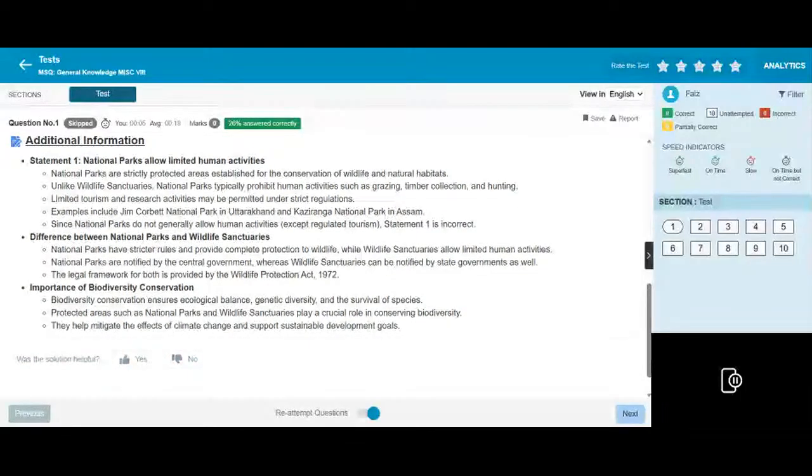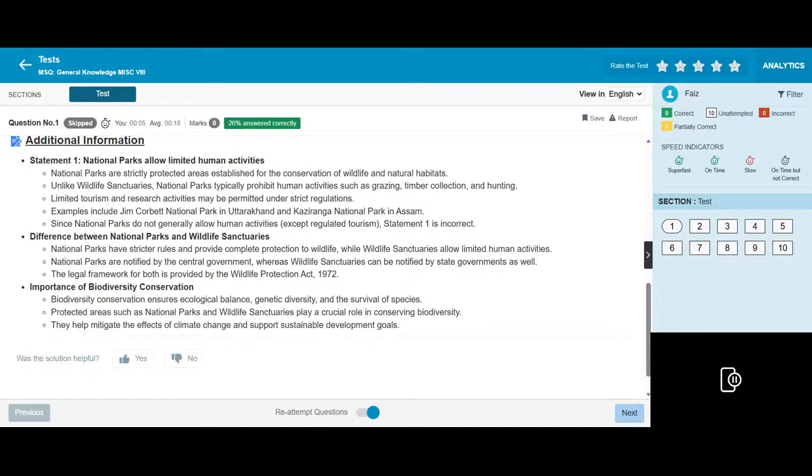National parks allow limited human activity. National parks are strictly protected areas established for the conservation of wildlife and natural habitats. Unlike wildlife sanctuaries, national parks typically do not permit human activities such as grazing, timber collection, and hunting. Limited tourism and research activities may be permitted under strict regulation. Examples include Jim Corbett National Park in Uttarakhand and Kaziranga National Park in Assam.